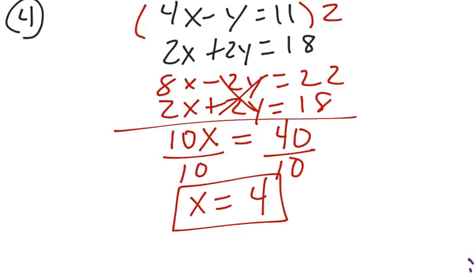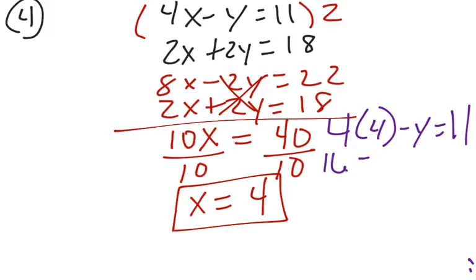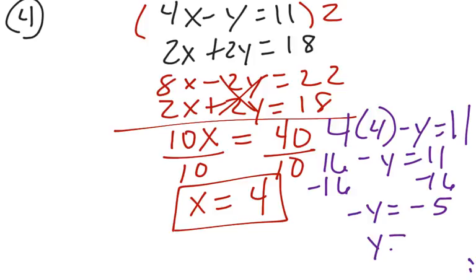So 4 times 4 minus y equals 11. 16 minus y equals 11. Subtract your 16. Negative y, don't lose that negative, equals negative 5. That means y equals a positive 5.